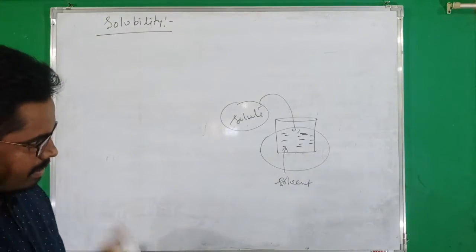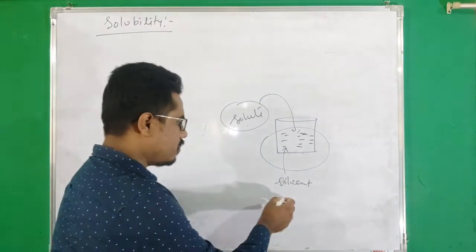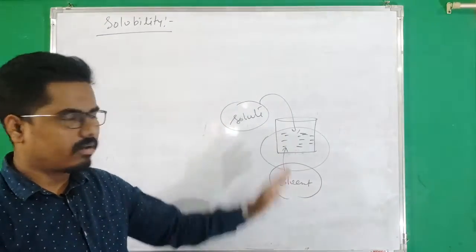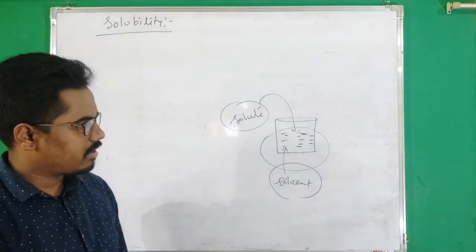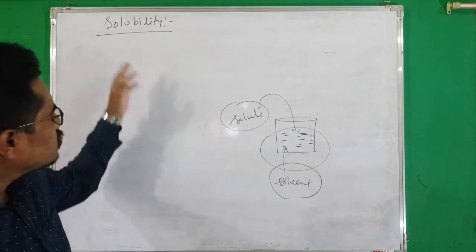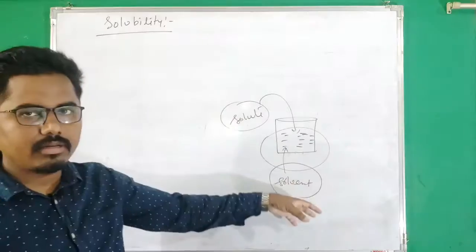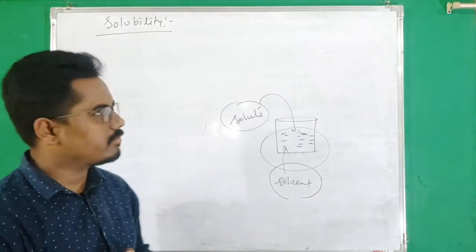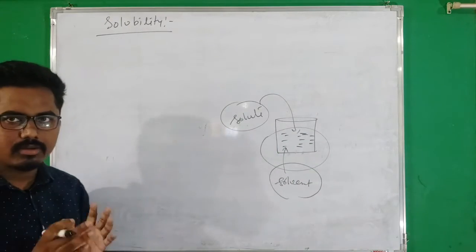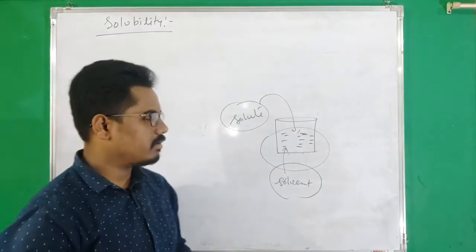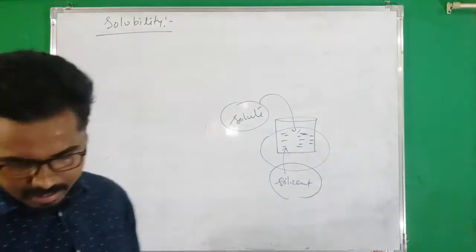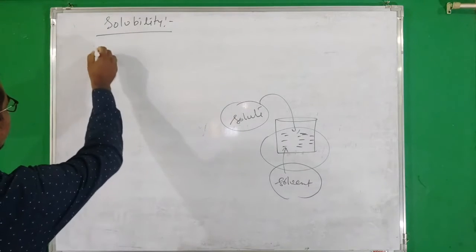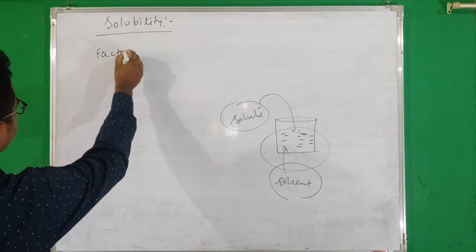So that means we can say that in a particular amount of solvent always a maximum amount of solute can be dissolved at a particular temperature, and that maximum amount is known as solubility of that solvent or solubility of that solution. Okay, this is the definition for solubility of a solution, or this is the basic concept of solubility of a solution.